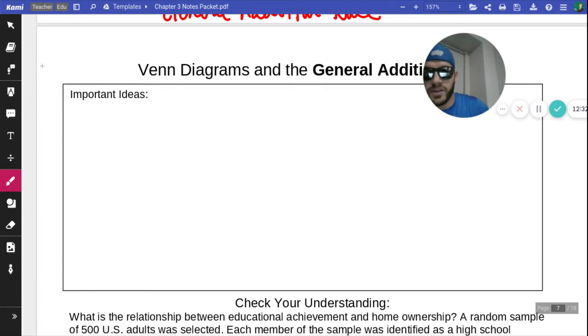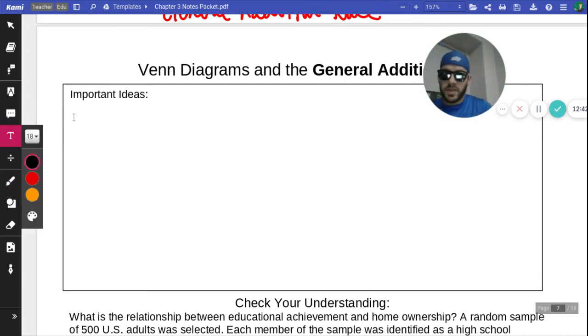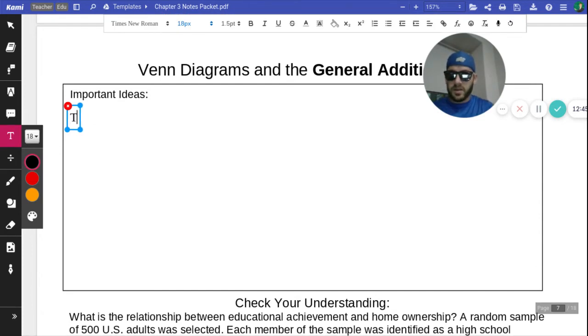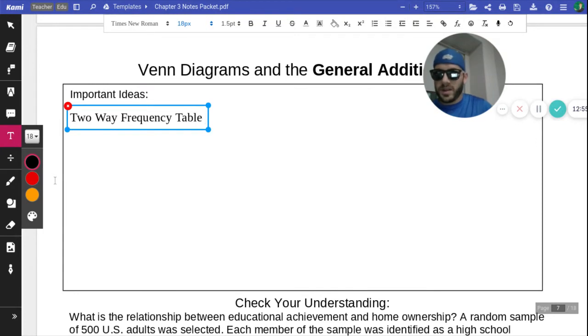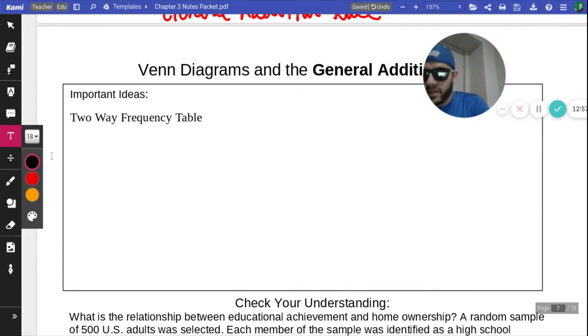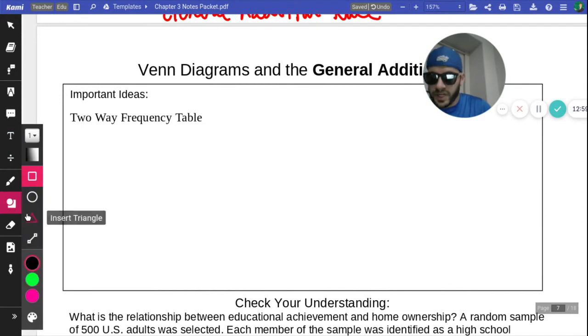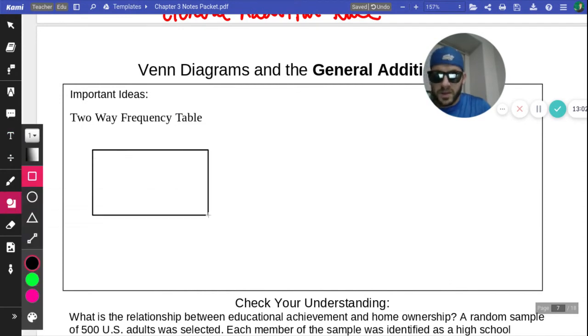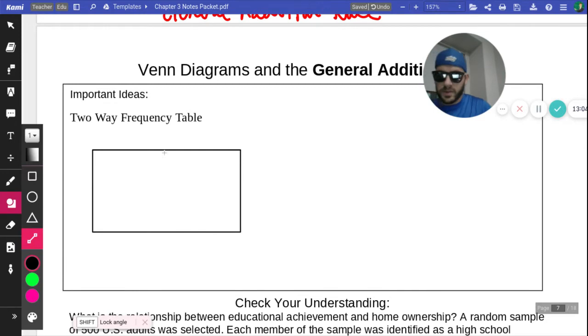So on to the next page, where we're going to sum up what we've been doing with our important ideas from this lesson. And our first one is going to be the two-way frequency table. And so we can kind of sketch our frequency table here. We can draw a shape. We got our little frequency table there. We got two vertical lines.